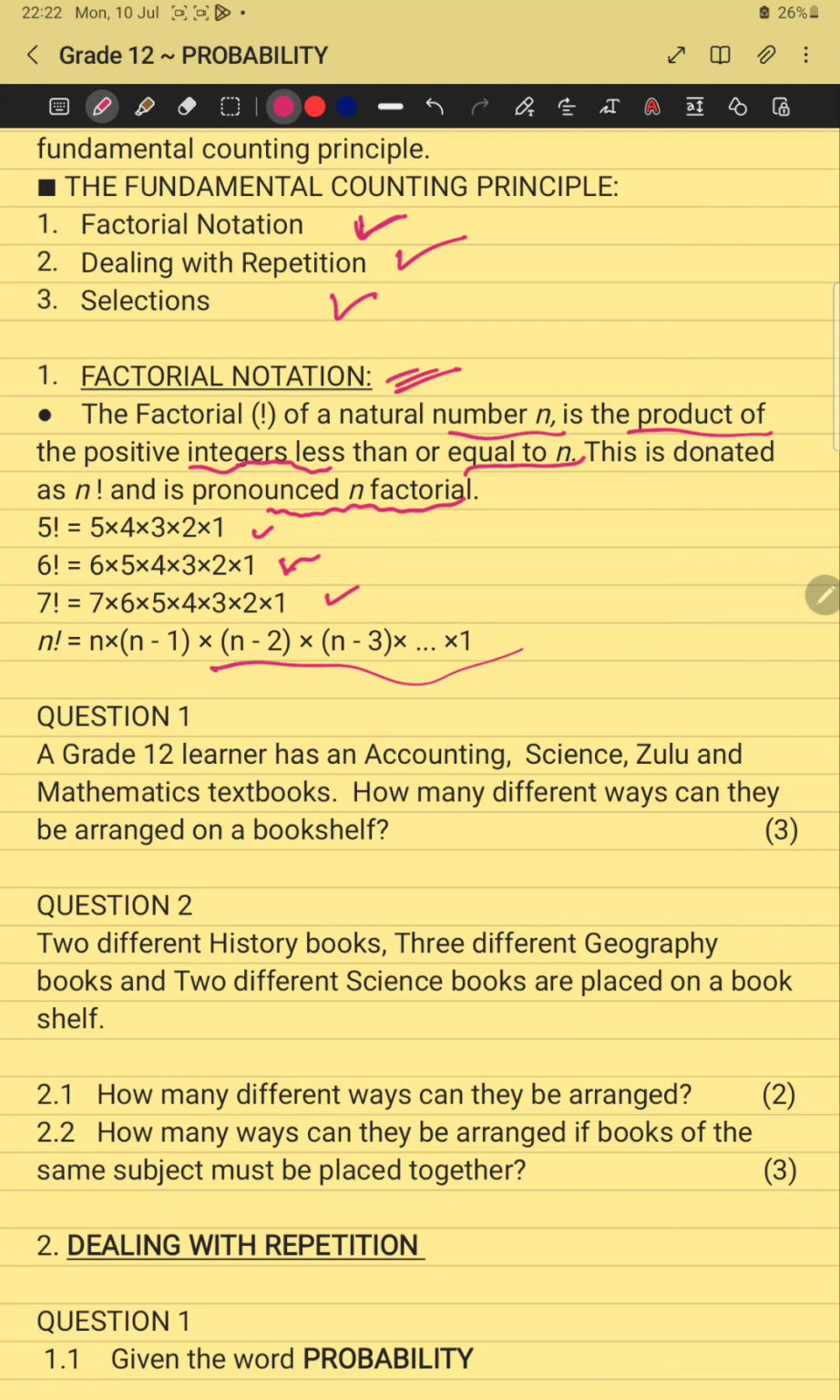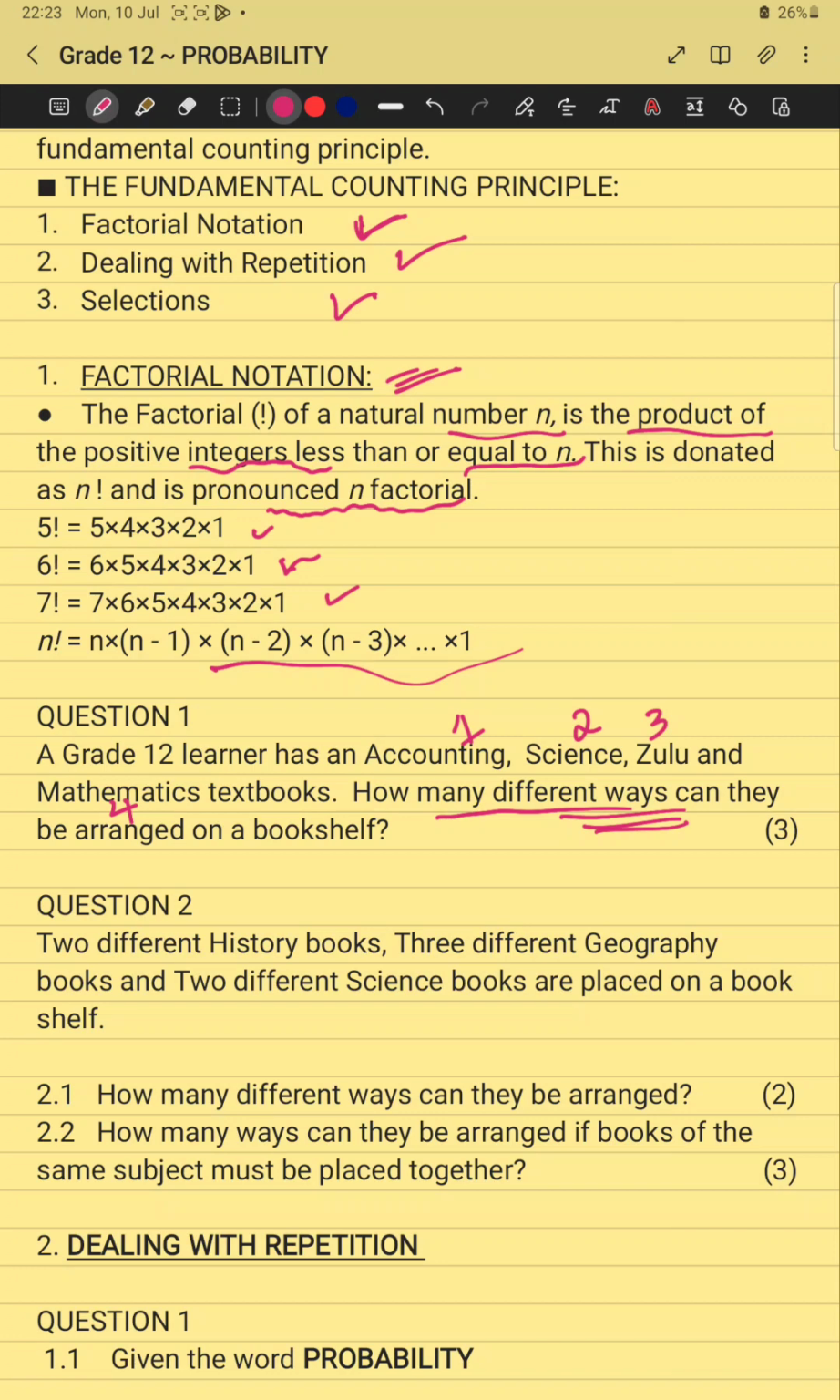The first question. A grade 12 learner has accounting, science, Zulu, and mathematics textbooks. Then they are saying here, how many different ways can they be arranged on a bookshelf? Now this learner has 4 textbooks: accounting, science, Zulu, and mathematics, and they are different textbooks. So that means this learner is not going to put all of them on one shelf, but has to arrange them. Okay, so now let's just try to analyze here.